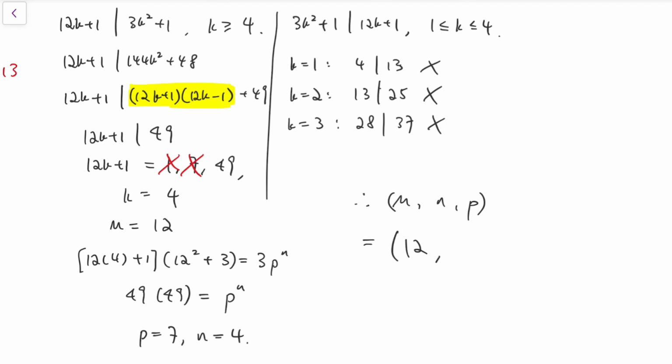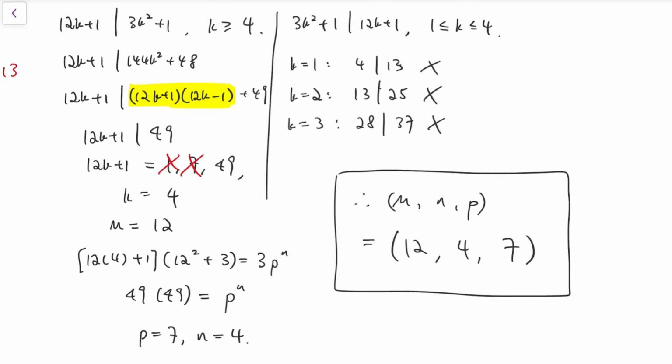So altogether, the only solution for m, n, and p is m equals 12, n equals 4, and p equals 7. So this is the final answer.